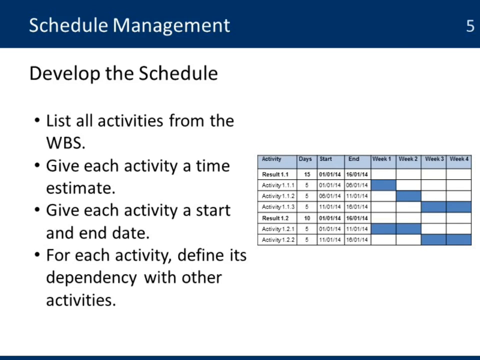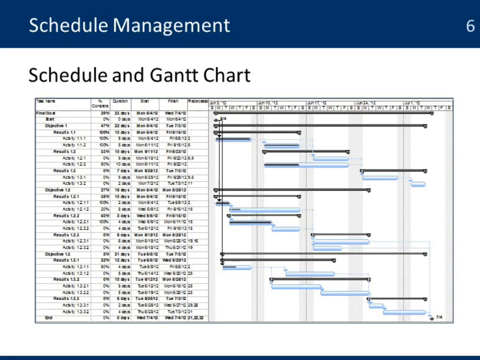To develop your schedule, you need to list all the activities from the WBS. You give each activity a time estimate, and you give each activity a start and an end date. And for each activity, you define its dependency with other activities. What you will have is a schedule and a Gantt chart.